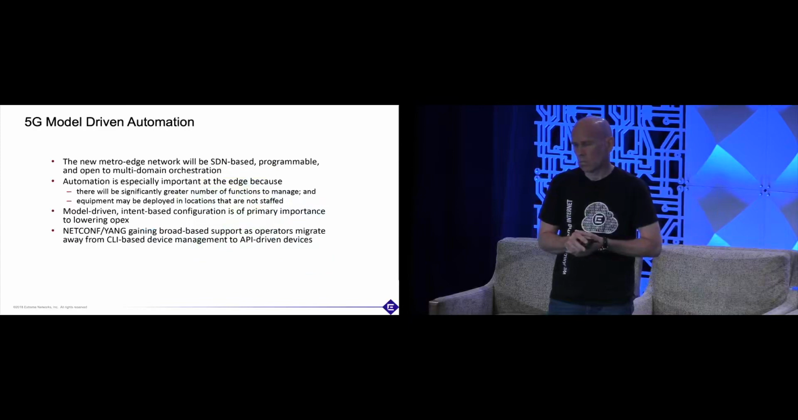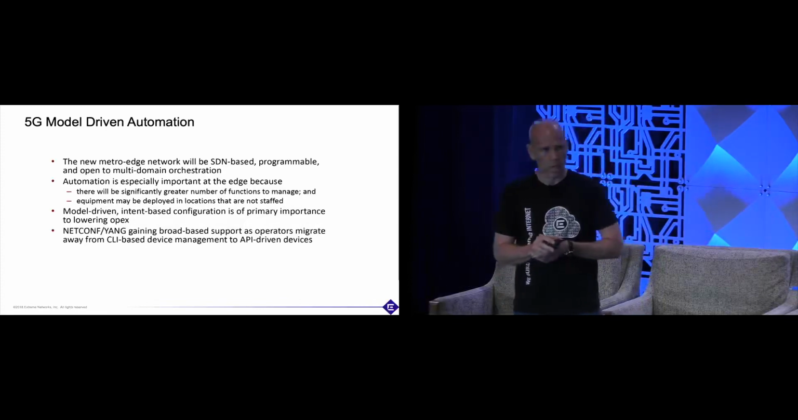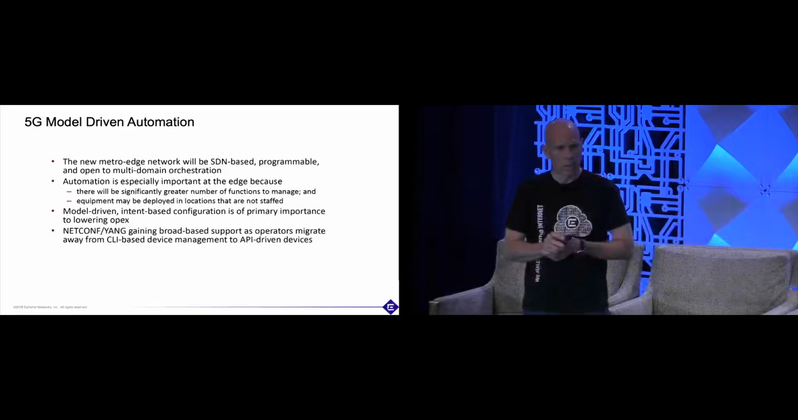So this is basically just a recap saying that 5G is model-driven automation. I mentioned that already. It's truly due to the fact that you have the edge cloud with a lot of micro data centers that you need to orchestrate and automate all that stuff. And part of the automation is based on NETCONF and YANG models, going away from the CLI-based and moving more into the API-based.